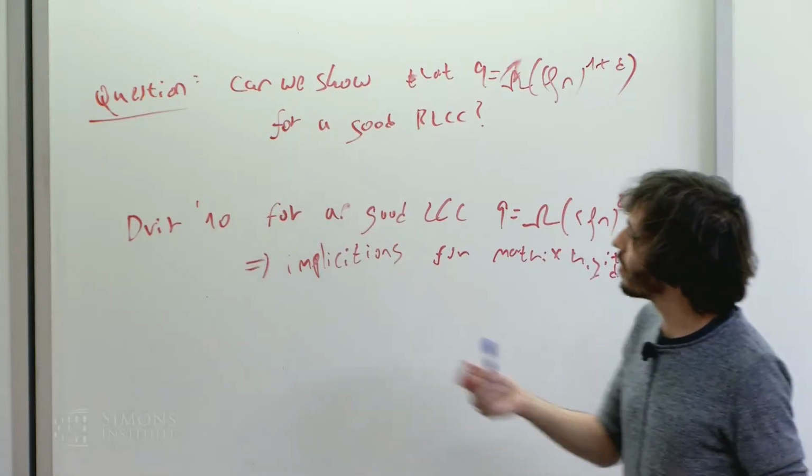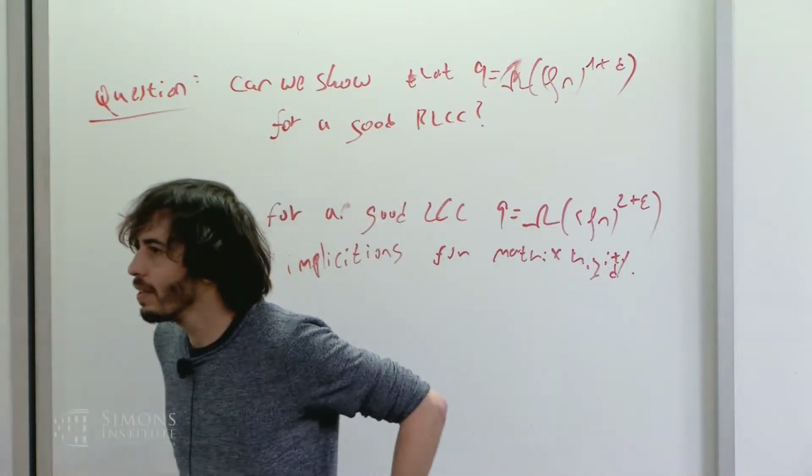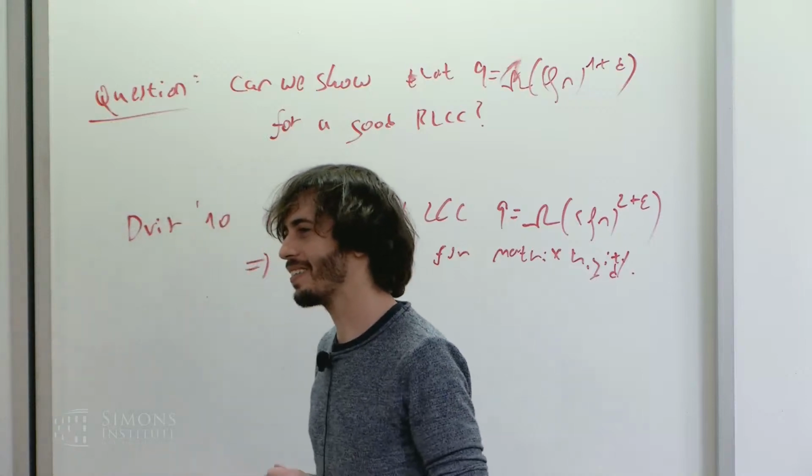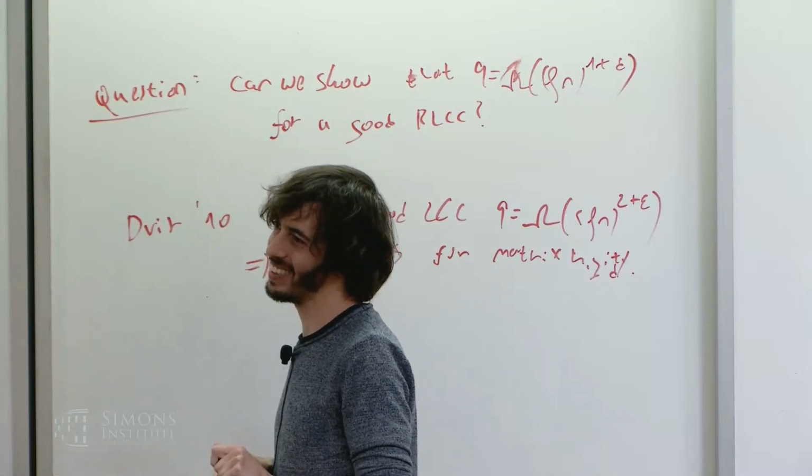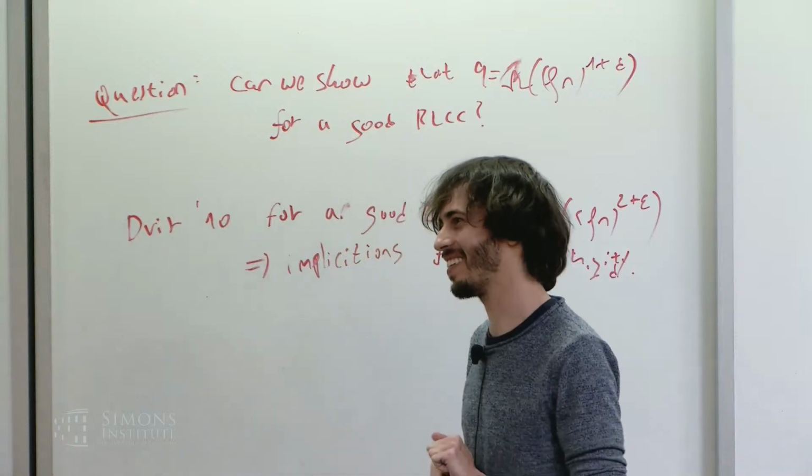Okay, so let's give a square root log n sounds weird. I guess it should be log n, but I don't know.